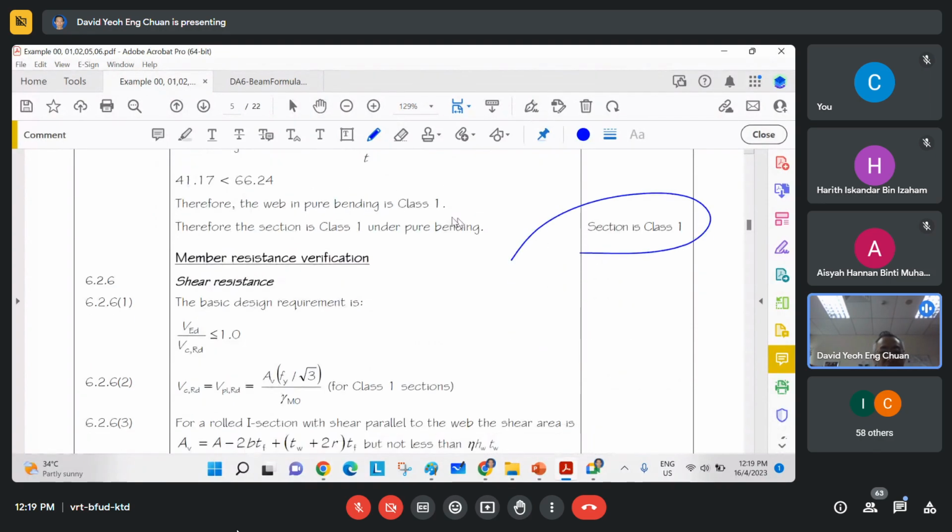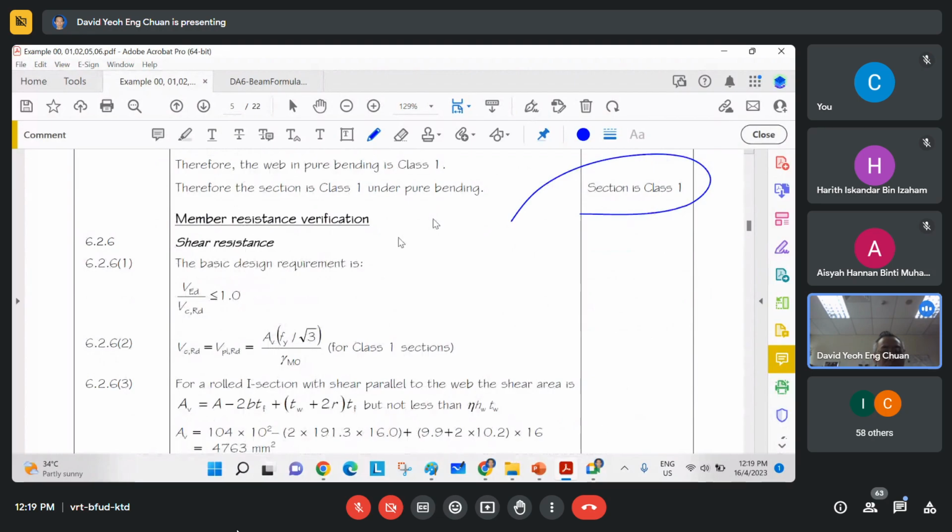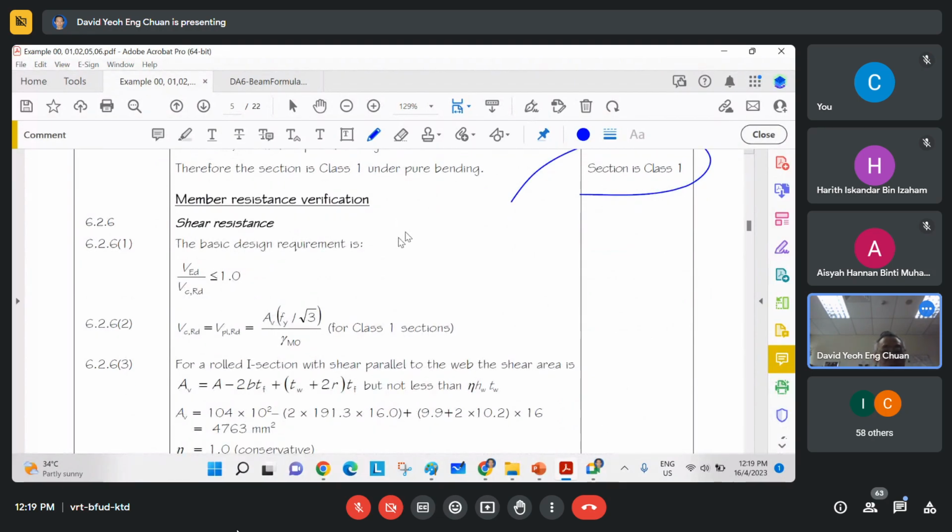So now we check the shear. When we check the shear, we check the shear resistance. Check the shear resistance.